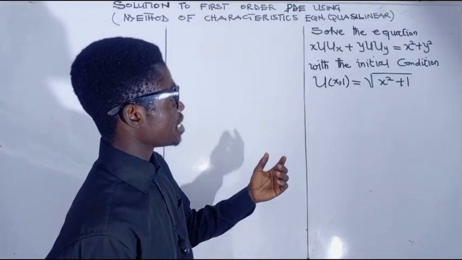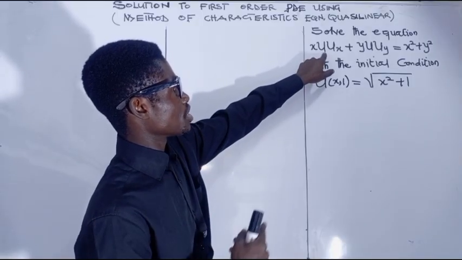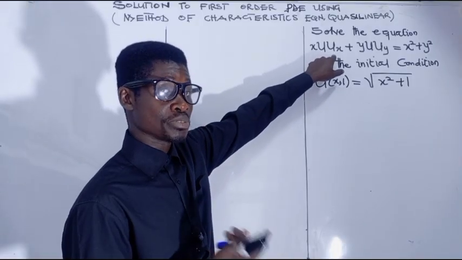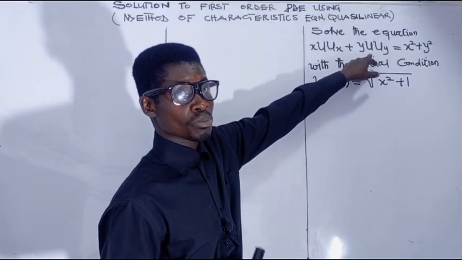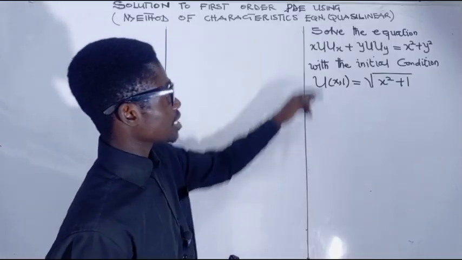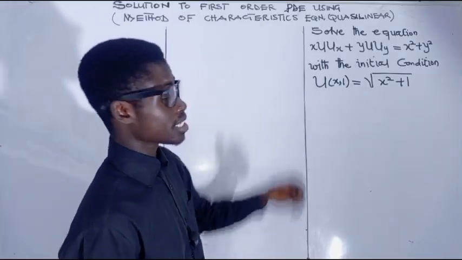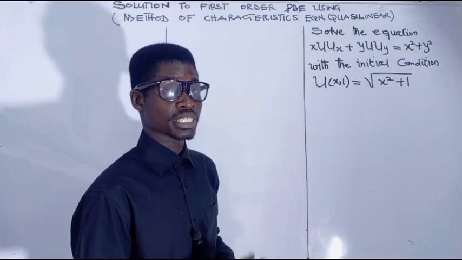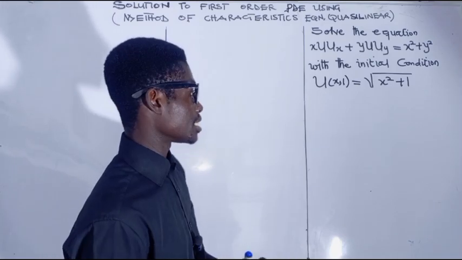Looking at this PDE, realize that we have the dependent variable u, or the unknown function u, multiplying its partial derivative with respect to x. We have the dependent variable u multiplying its partial derivative with respect to y. So you can see that this is a quasi-linear PDE, and we are going to solve it using the method of characteristics. We are going to follow the same approach that we used in the earlier example.